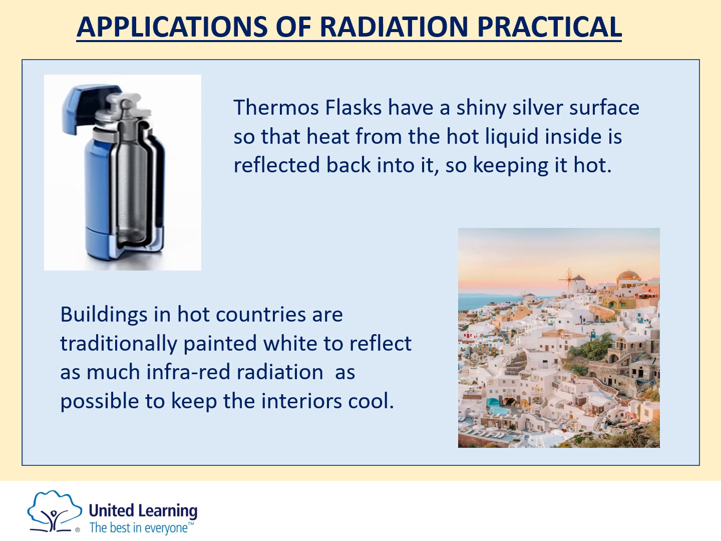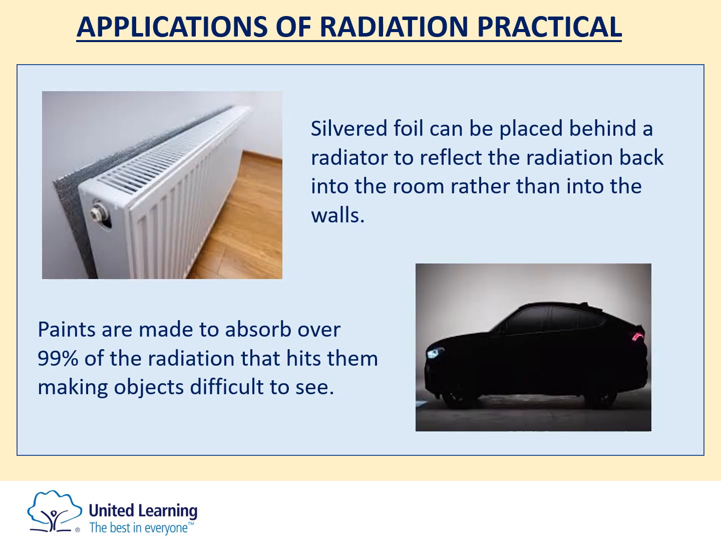For those of you that have had the joy of holidaying in the Mediterranean, traditionally buildings in those parts of the world where it's very, very hot are painted white. That is to reflect as much infrared radiation as possible, and it helps to keep the houses cool in the summer. This was obviously something they discovered before they invented air conditioning. Now, a couple of other closer to home things you may have come across. Radiators sometimes can have silvered foil placed behind them. The silver foil is there to reflect the infrared radiation that the radiator is emitting back into the room rather than letting it be absorbed by the walls, because you want to heat up the air in the room and therefore keep warm yourself rather than heating up the walls in your house.